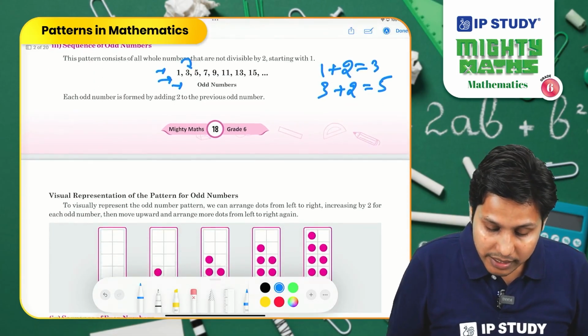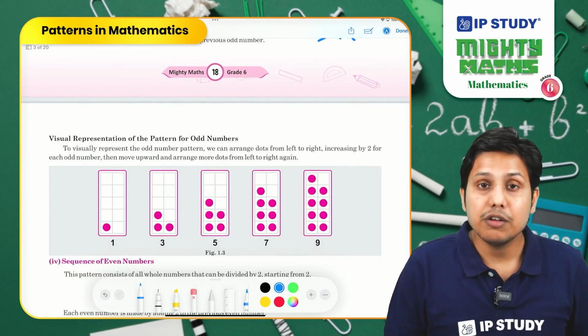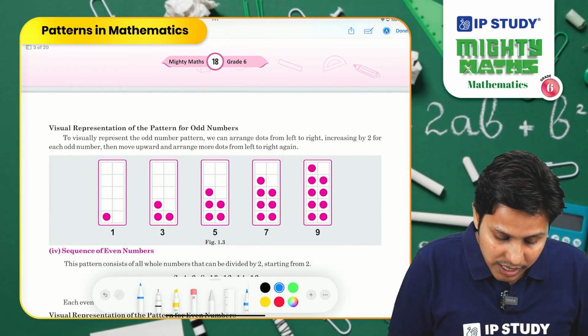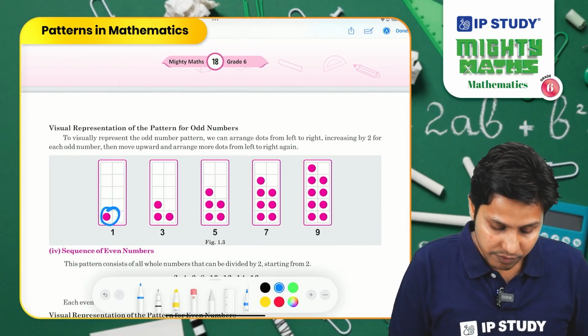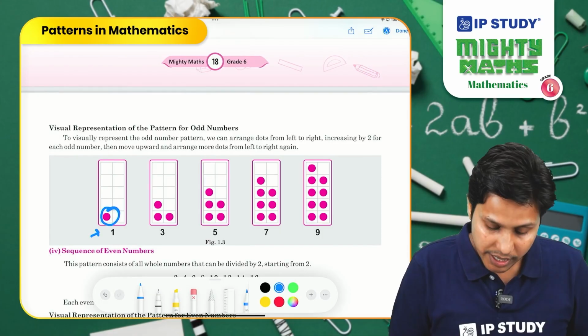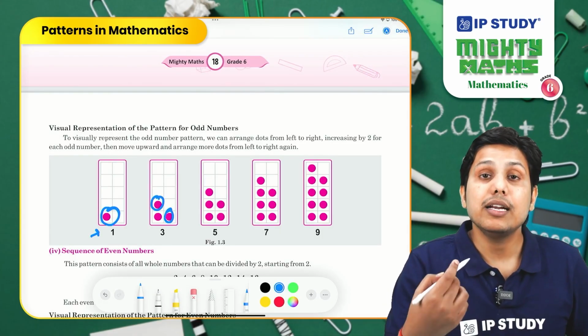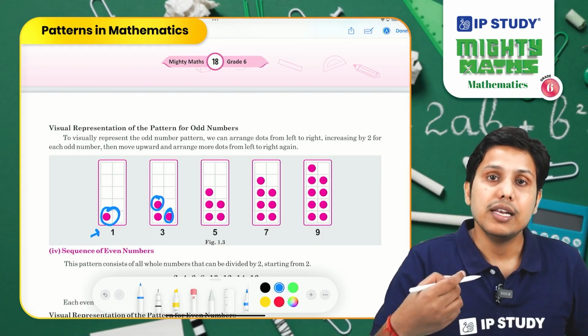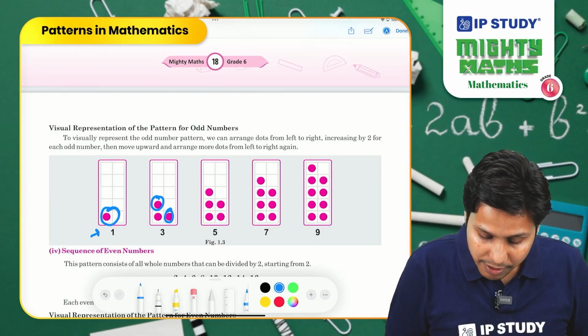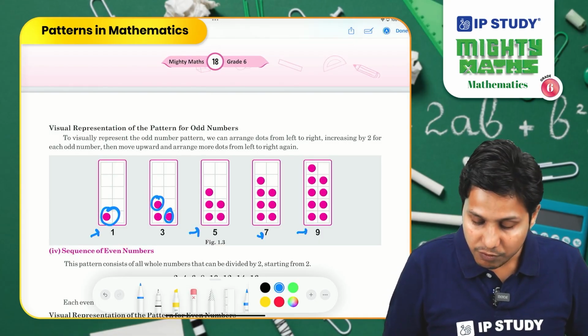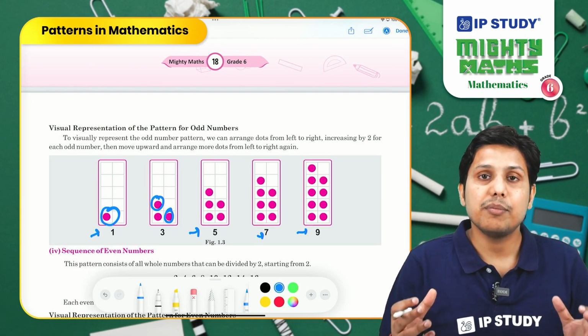Now to represent these odd numbers in the form of visual or pictorial representation, we can use this diagram. We start with 1 dot for the number 1, then we can add 2 more dots, one on the right and one on the top, to represent the number 3 of the number sequence. And similarly for 5, 7 and 9, we can use this visual representation.